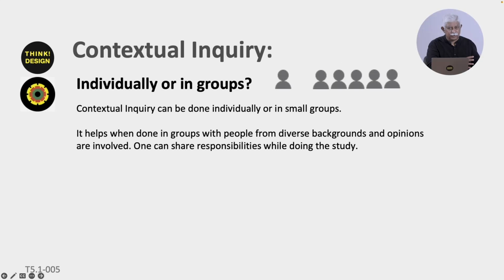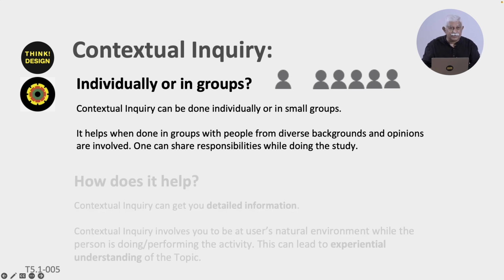So can it be done individually or in groups? Yeah, it can be done both individually or in small groups. Being in small groups helps because, for example, one can do the conversation while the other can document the conversation, and another person can take photographs. So group work actually helps, and one can share the responsibilities while doing this study.